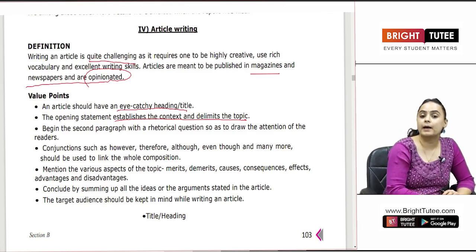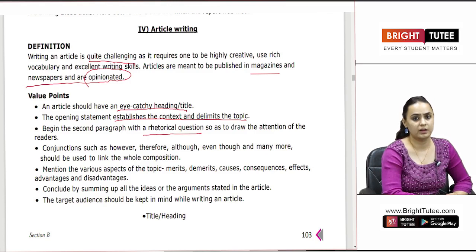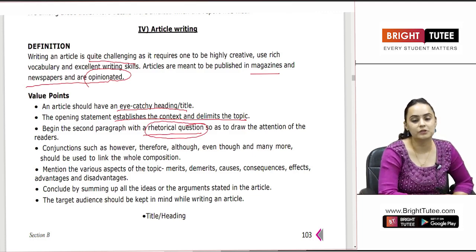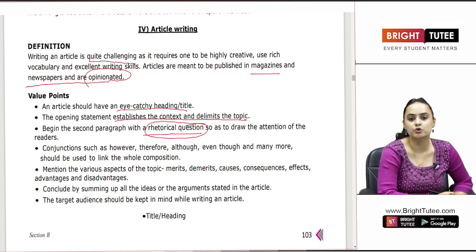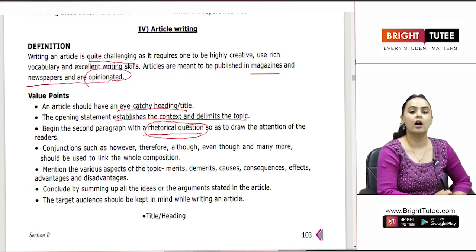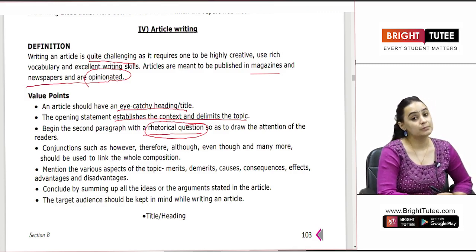The second paragraph should begin with a rhetorical question. Now, what do we mean by a rhetorical question? Rhetorical question means a question which does not have any answer. For example, if I am writing an article on the population of our country, I can always say, when are we going to control the increasing population of India? Is there an answer to it? No.